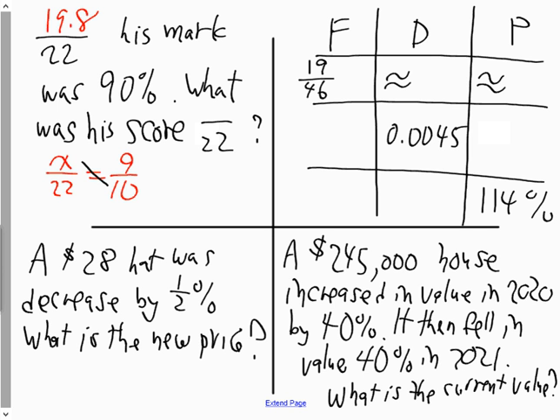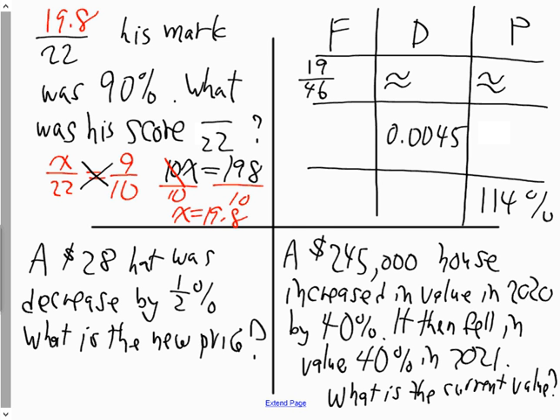Multiply across here to get 10x. Multiply the other way to get 198. So when I set it up with 10x equals 198, to isolate the variable, I divide both sides by 10. And x would still be 19.8 no matter how you did it.